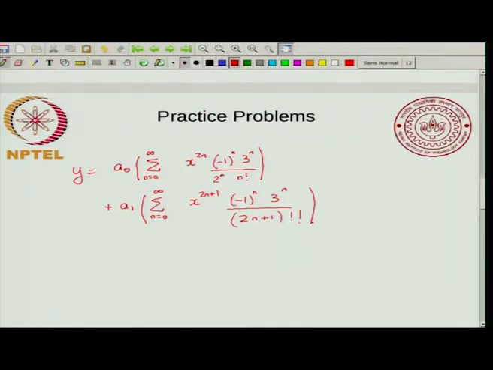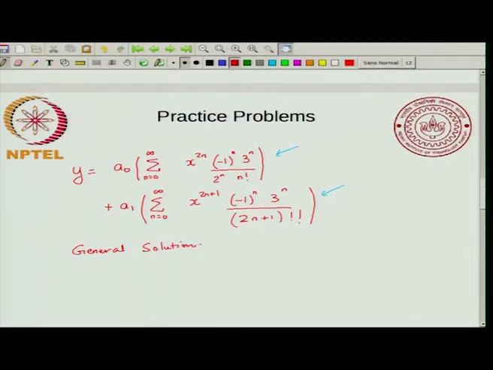Okay. So this is my general solution, and you can easily verify that each of these terms will individually satisfy the differential equation. Okay. So in this way the power series has given the general solution. So this is the general solution, and this completes this problem.